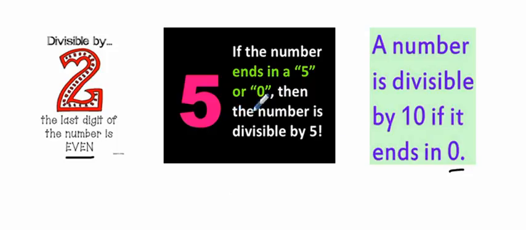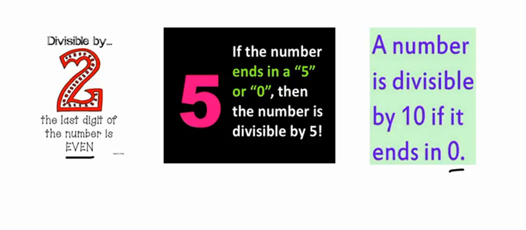So therefore, since these both have a 0 on it, any number that's divisible by 10 will always be divisible by 5. However, the opposite isn't true. Every number divisible by 5 isn't always divisible by 10.